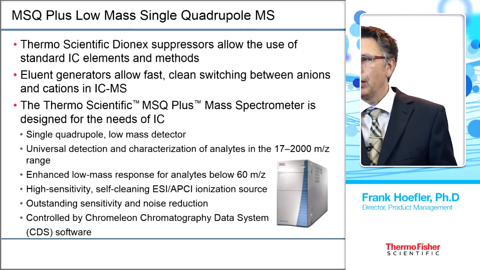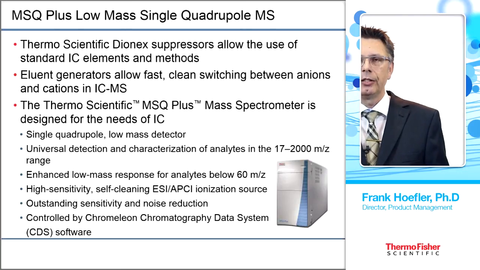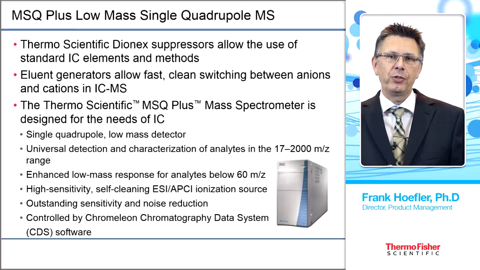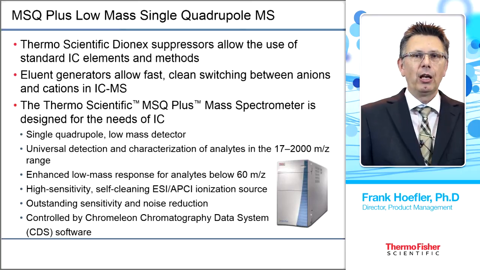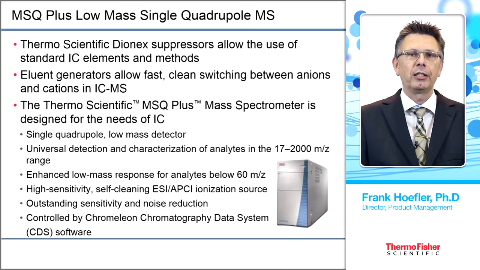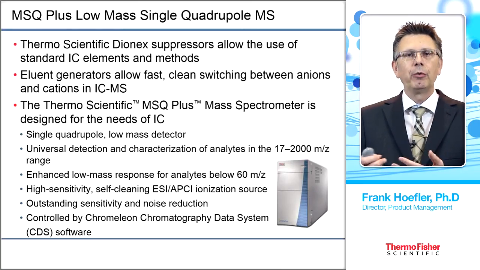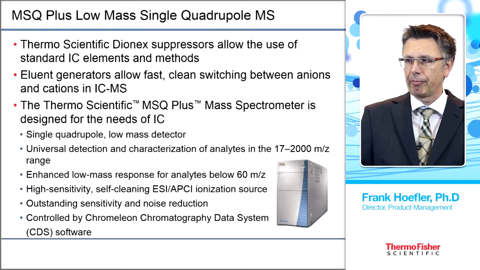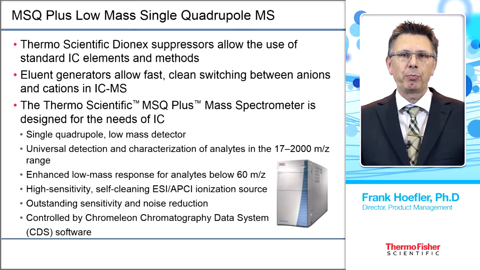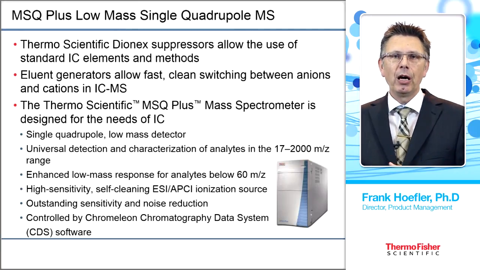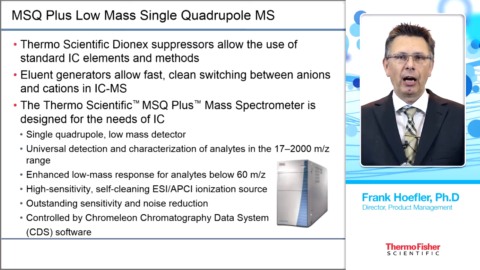So the MSQ Plus mass spectrometer is designed to fulfill the needs of IC. It has a very good sensitivity for small ions like fluoride, chloride, nitrate, and so forth. And I will show you some examples later on. It allows us to operate the mass spec as a universal detector in the scan mode to record mass spectra and help to confirm peaks or even to identify unknowns.